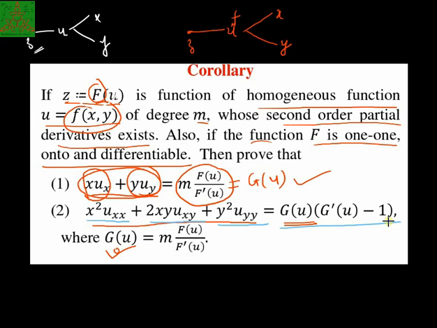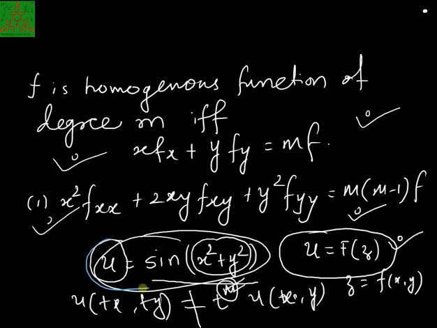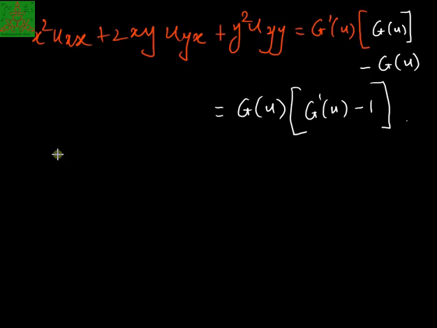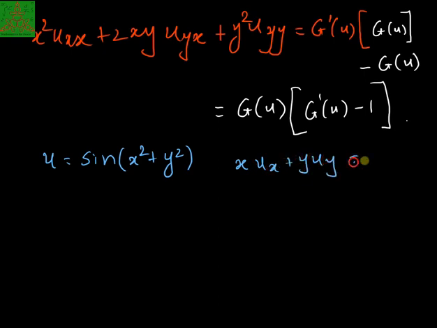Let us solve one of the examples based on this, which we have discussed earlier. Let us try to solve that example. So if the function u is equal to sine of x square plus y square is given to you, and the question is to calculate what is x ux plus y uy, and also what is x square uxx plus 2 times xy into uxy plus y square uyy equal to? Which quantity will we have?